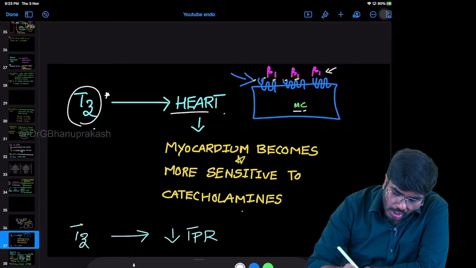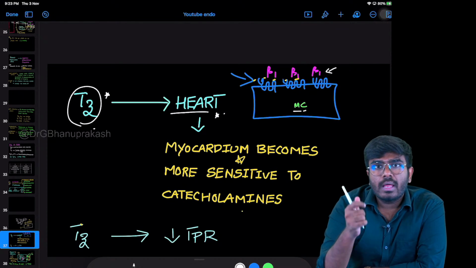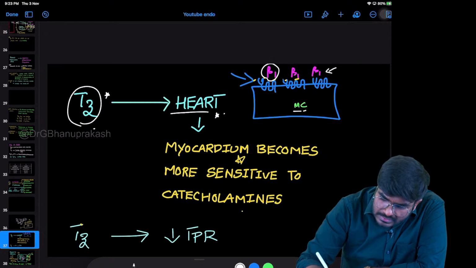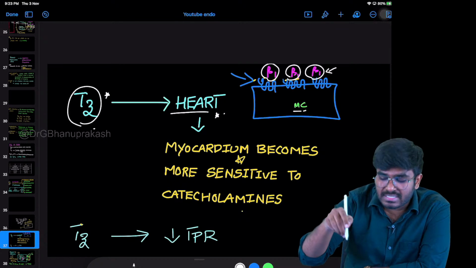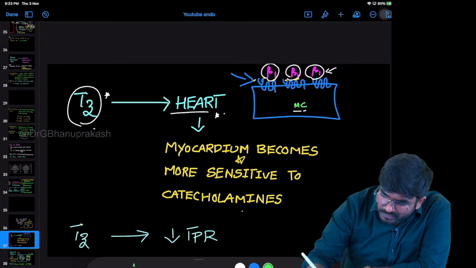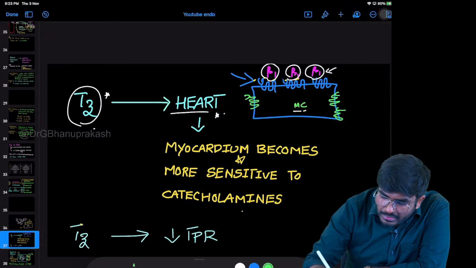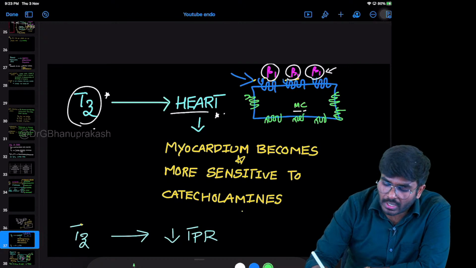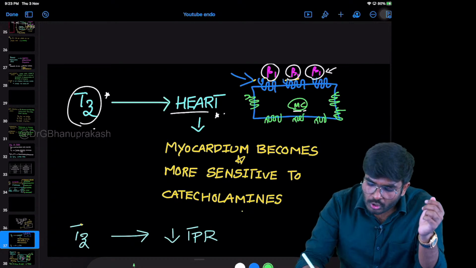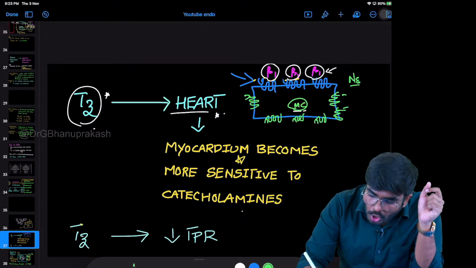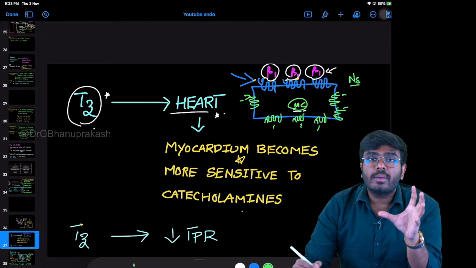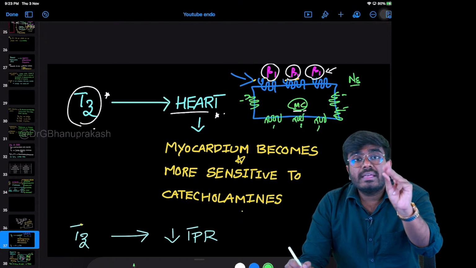Now, whenever thyroid hormone T3 comes and acts on the myocardium, normally there are 3 beta 1 receptors here. Now, whenever T3 comes and acts here, instead of 3, there will be more beta 1 receptors. More beta 1 receptors will come here. Now, what's happening? This myocardium is becoming more sensitive to norepinephrine. Even a little amount of norepinephrine can stimulate all the receptors, so that the myocardium is stimulated so much that there will be an increase in heart rate.